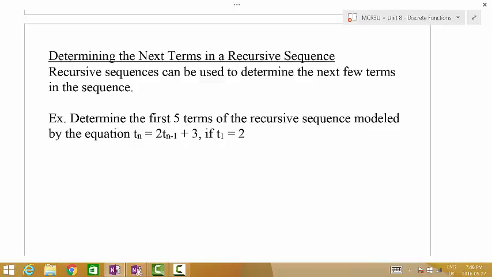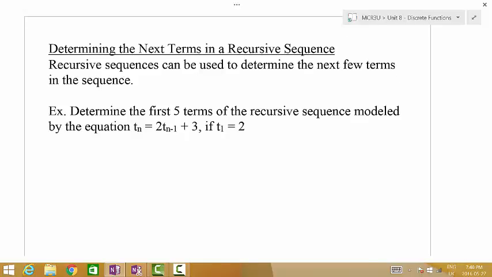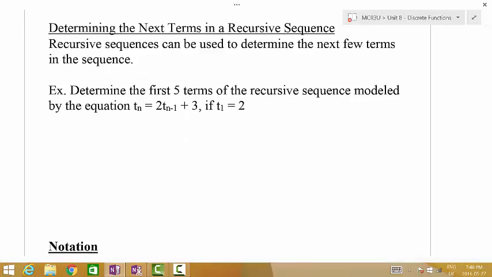Determining the next terms in a recursive sequence. Recursive sequences can be used to determine the next few terms, but like I said, you need to find every term in that sequence to find the one you're looking for. So for the example, we want to determine the first 5 terms of a recursive sequence modeled by the equation t to the n equals 2 t to the n minus 1 plus 3, if t1 equals 2.